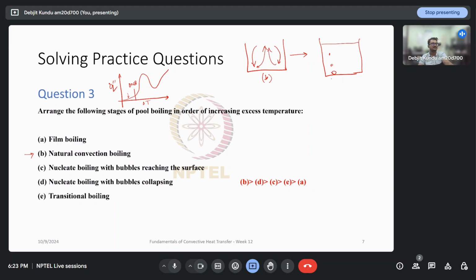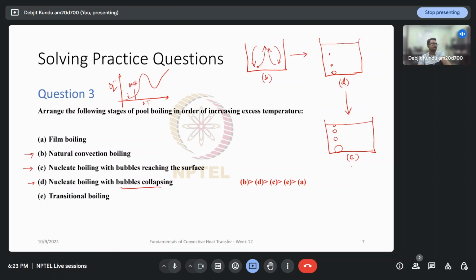So this is the first stage of nucleate boiling with bubbles collapsing. That is stage D, nucleate boiling with bubbles collapsing. After this stage, we get bigger bubbles and a greater frequency of bubbles forming. They don't entirely collapse, they do become smaller, but in the end, they reach the surface and burst open over there. This stage is known as nucleate boiling with bubbles reaching the surface. That is stage C, right?